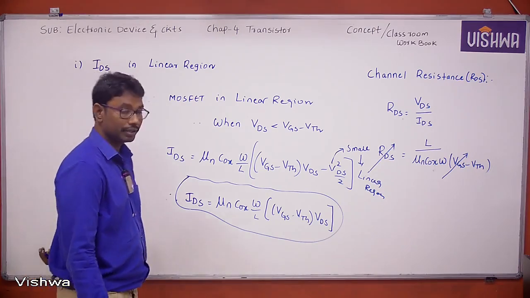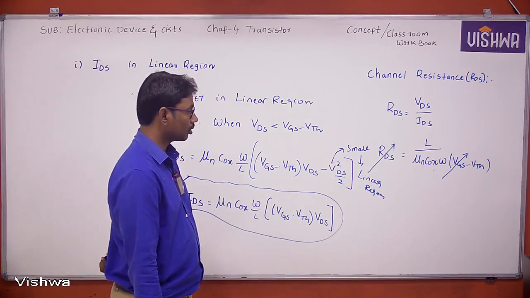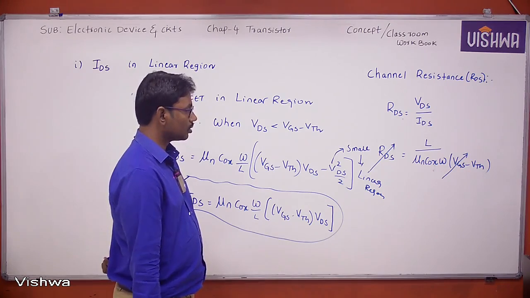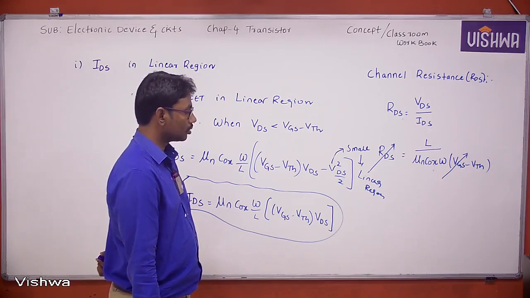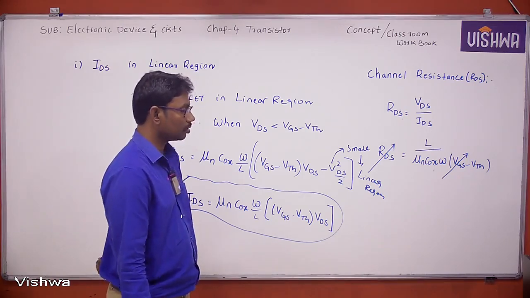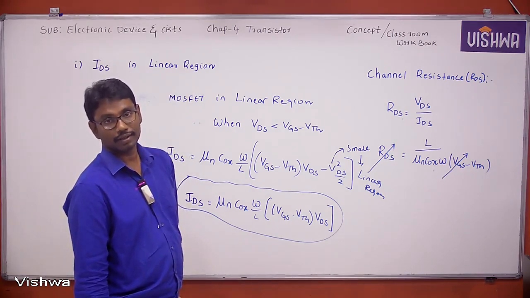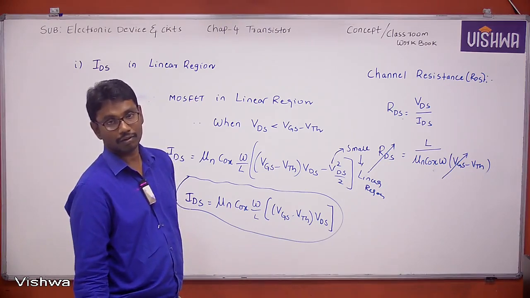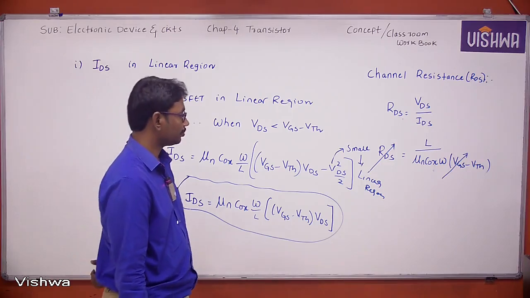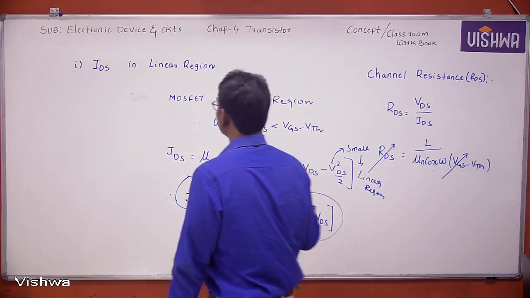When VGS varies, channel resistance also varies. Hence, the MOSFET acts as a voltage variable resistor or voltage dependent resistor. This is about IDS in linear region.